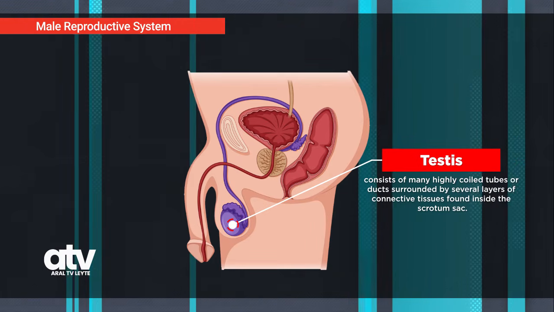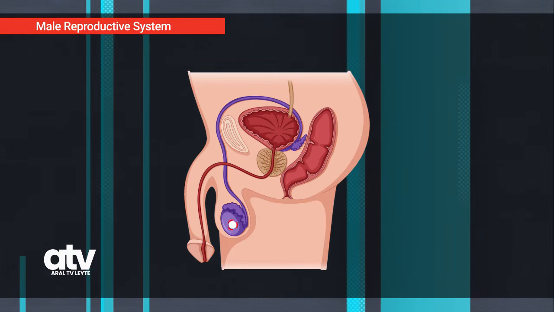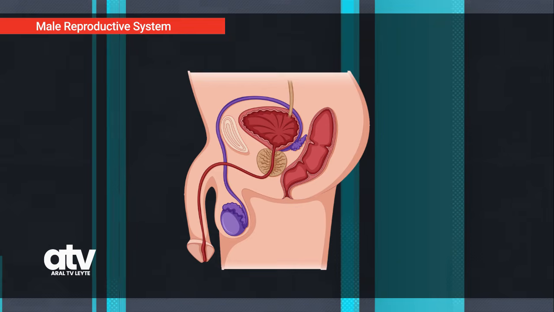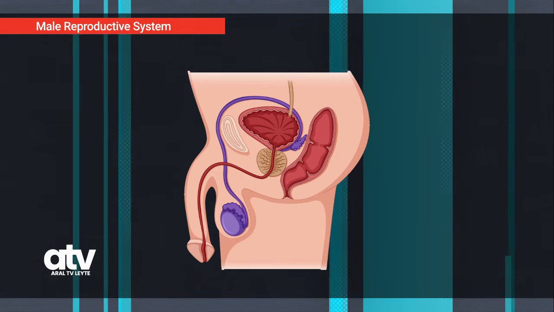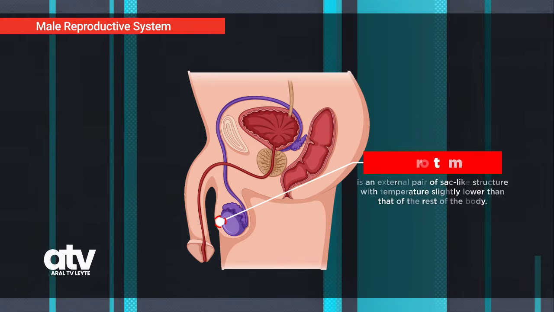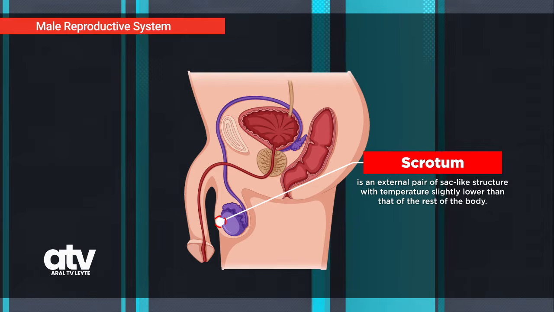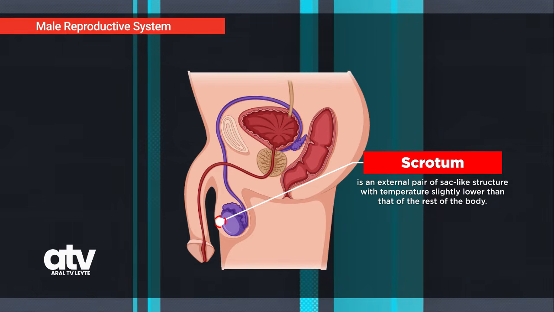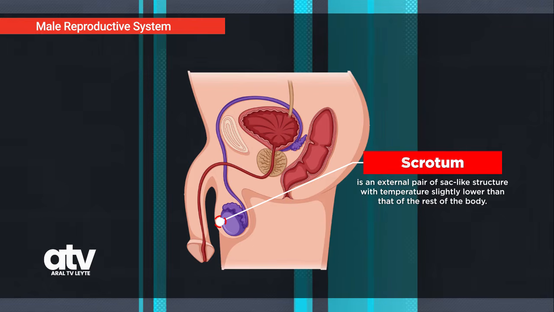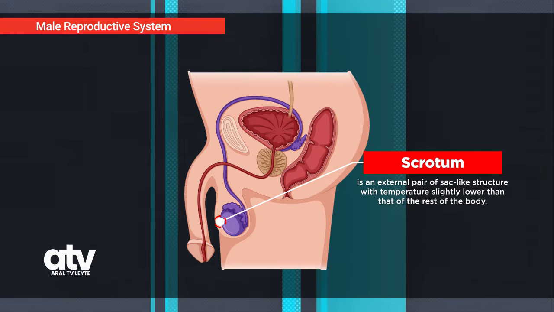Testes are the glands that produce the sperm cells and the male sex hormones called androgen and testosterone. Scrotum. Scrotum is an external pair of sac-like structure with temperature slightly lower than that of the rest of the body. The function of the scrotum is to hold the testis.